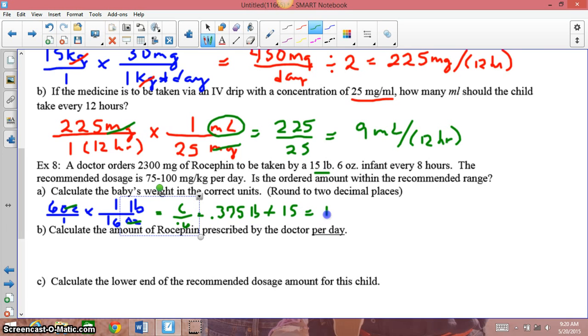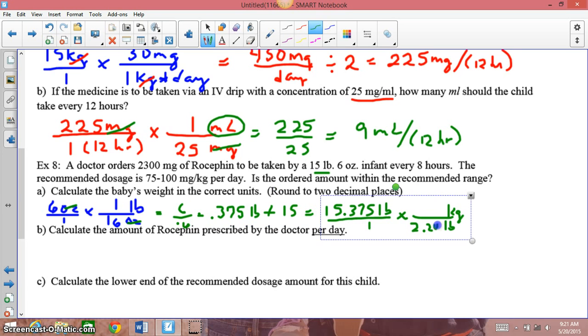So then we know, well, this kid weighs 15.375 pounds. Now I need to convert those pounds into kilograms. So put that over 1. We can go directly from pounds to kilograms, looking at your formula sheet. And your formula sheet would tell you that there are 2.205 pounds in every 1 kilogram. Multiply straight across, then divide. You should end up with 6.97 kilograms. Final answer is the weight.